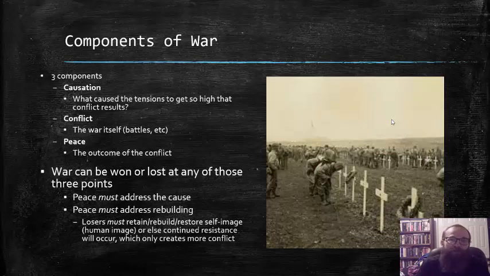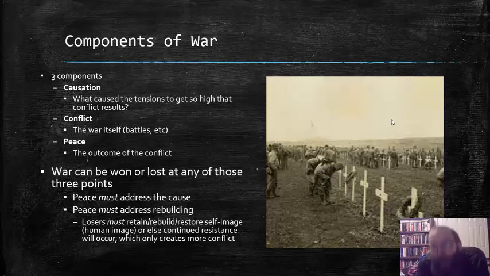Next, we have what are known as the components of war. There are three main components of war. The first is the causation of that war. What caused the tensions to get so high that conflict results? And can those potential conflicts be mitigated or avoided by some action that is taken at that point prior to open hostilities actually breaking out?